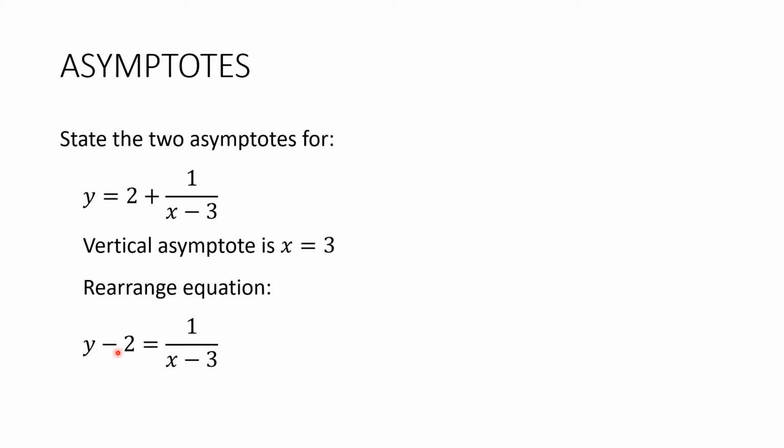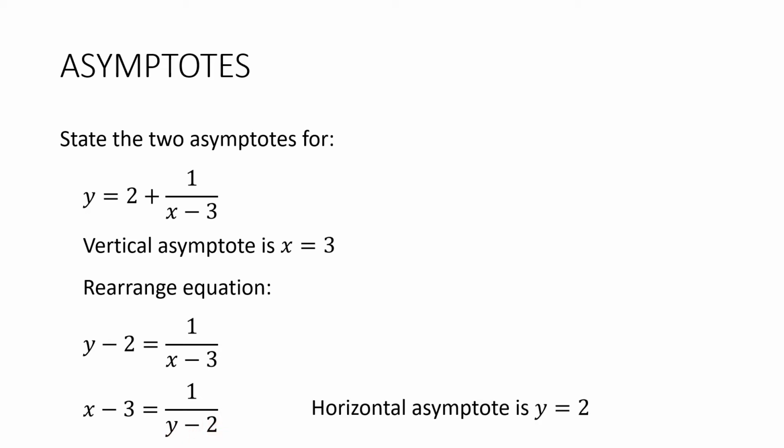Now, with the horizontal asymptote, I'm going to take this 2 over the other side, like this. And then I'm going to switch y minus 2 and x minus 3. What's the horizontal asymptote? What can't y equal? Y can't equal 2. Do you see that? Otherwise I'd get 0 on the denominator. So our horizontal asymptote is y is equal to 2.